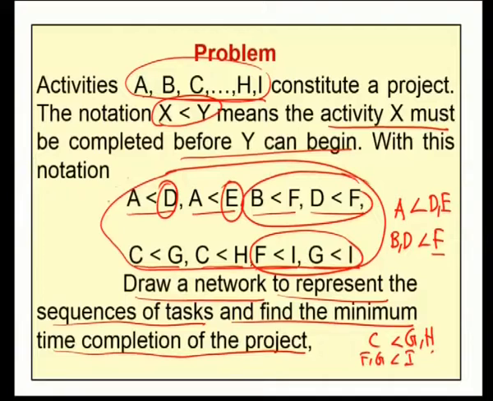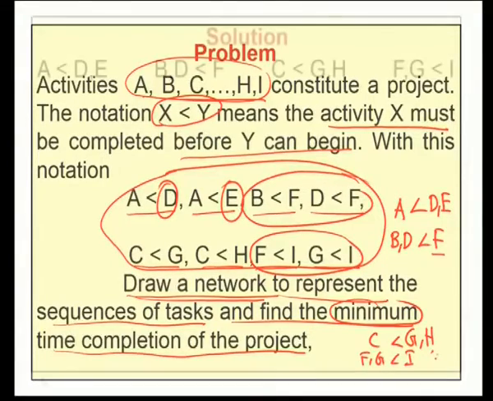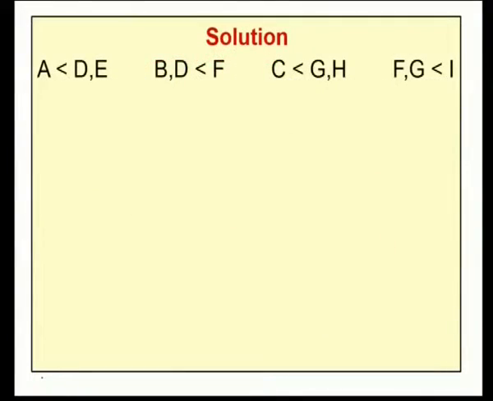So, the successor relation and precedence relation for these activities is given. Based on these precedence relations, our first aim is to draw a network. Once we obtain the network, our next aim is to find the minimum completion time of the project with the help of the critical path method. So, to obtain it, our first aim is to construct a network for the given relations. For the activity, A is less than D and E.